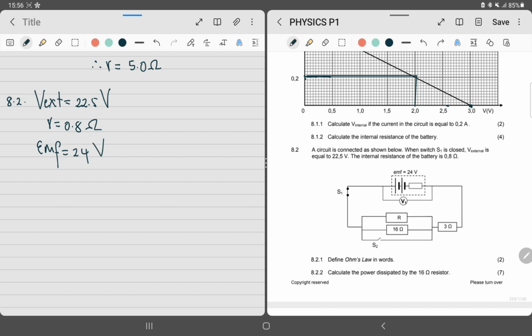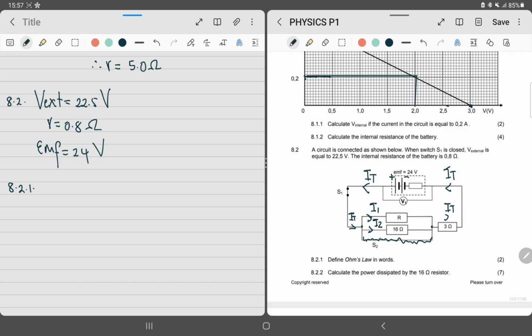Let's analyze the circuit. This is the positive side, that's the negative. So the total current will flow in this direction. At that junction, the current is going to be divided into I2. There's no current in this direction because they only said that switch S1 was closed, meaning that S2 is still open. The current is going to combine again, and then the current through I3 should be the total current, I total.